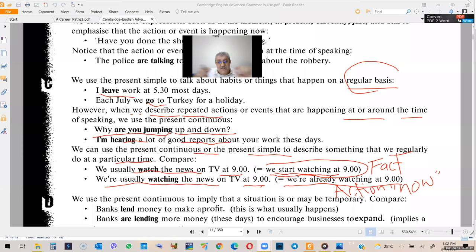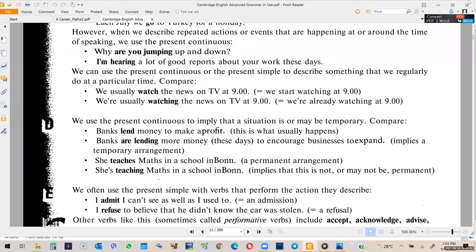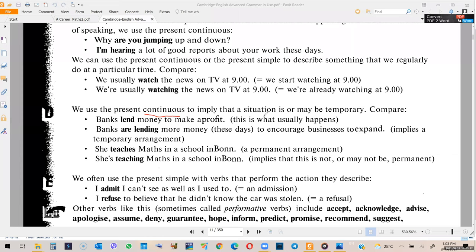Okay, let's clear this. We use the present continuous to imply that the situation is or may be temporary. Banks lend money to make profits. This is what usually happens. So this is a fact.